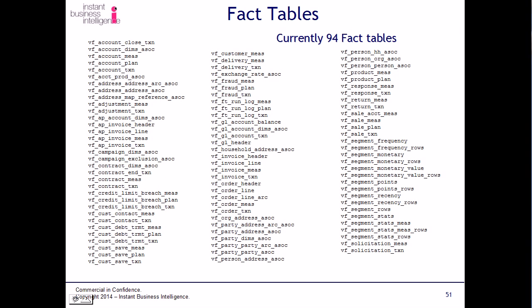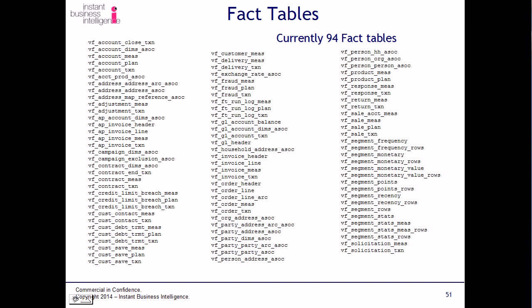Person to address association, person to household association, person to organisation association, and the person to person association. Okay, so these are all the associations between parties broken out as households, organisations and persons, and the way in which they relate to each other. We next have product measures, so the performance of products and product groups over time, and we have product plans to go along with product measures.